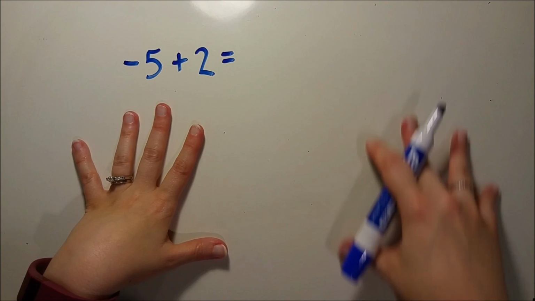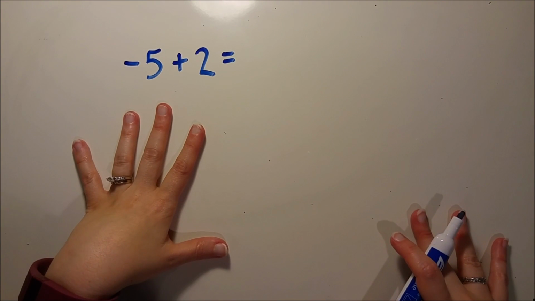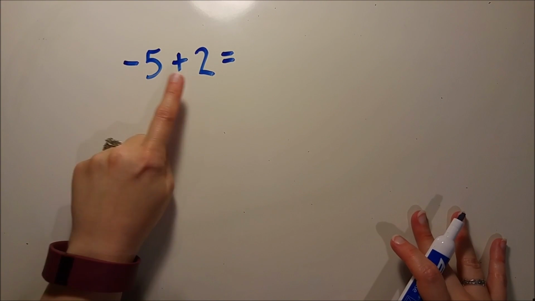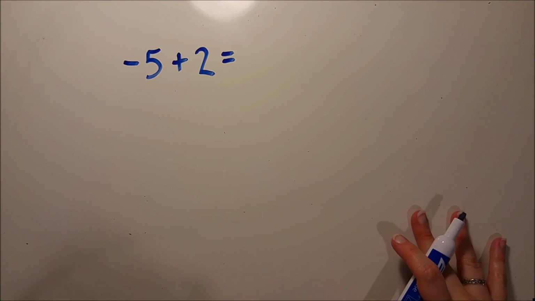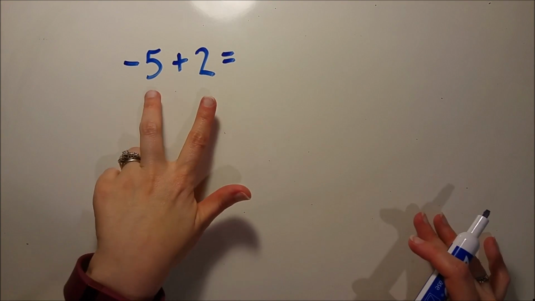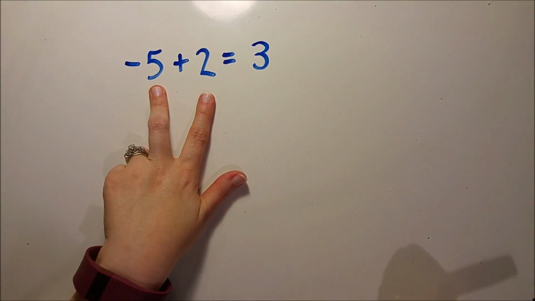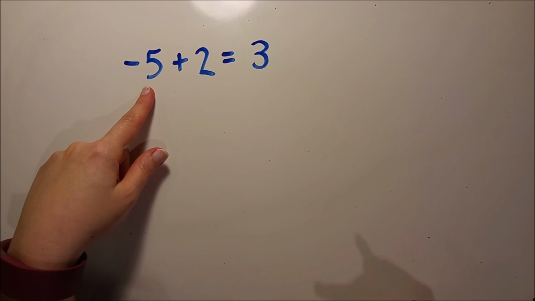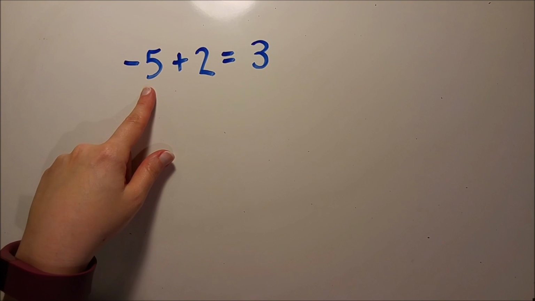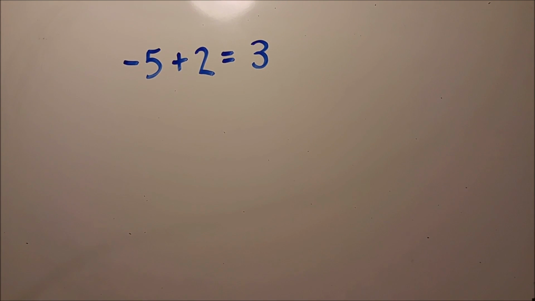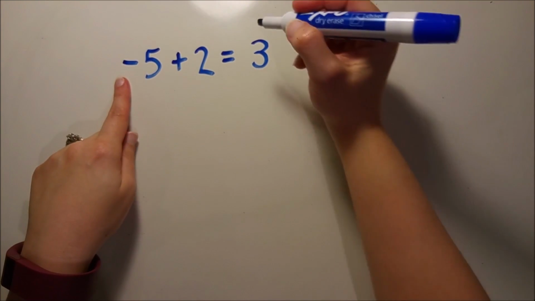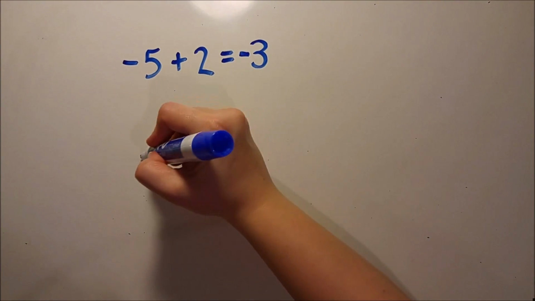Okay, so our rule that I just accidentally erased said that if the signs are different, negative and positive, we will subtract them and then keep the sign of the number that had the biggest absolute value. Okay, so let's subtract these. 5 and 2. The difference is 3. 5 is further away from 0. 5 has the bigger absolute value. Okay, so the 5 is negative, so this is a -3.